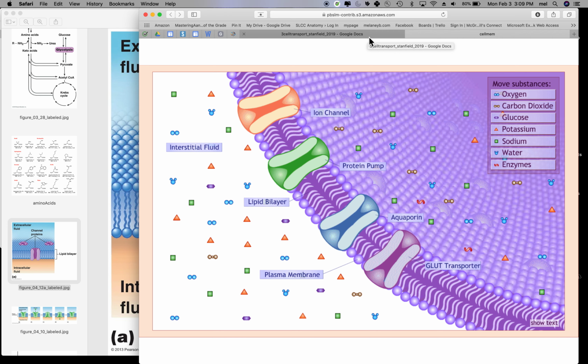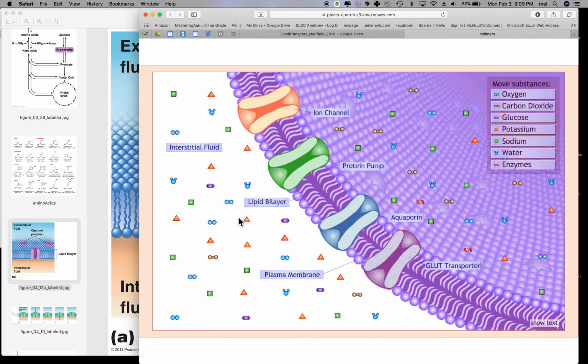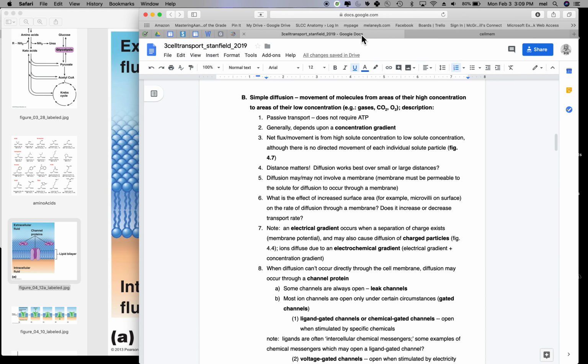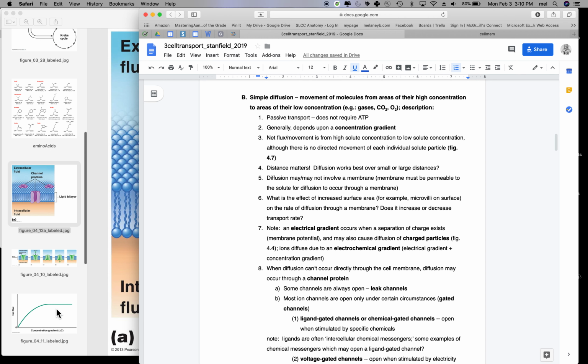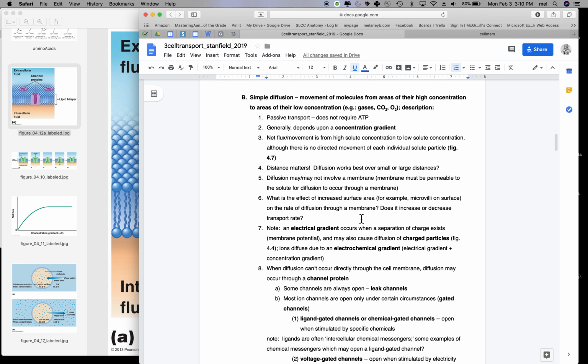It's not directed. Each individual little oxygen molecule does not know which direction it's going. They're basically just smashing into one another until they're smashing into one another about the same over here as they are over there. It's called Brownian motion. It's not directed, but it's going to be passive, doesn't require ATP, but it does depend on a concentration gradient. And so the net movement is from high solute concentration to low solute concentration, but there's no directed movement of any individual particle. They just smash around until they all have about the same amount of room.